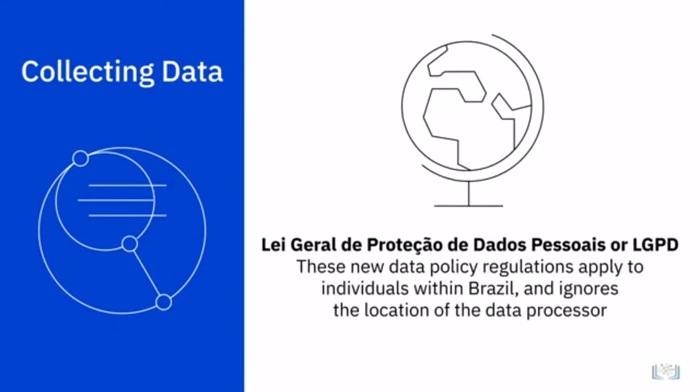A new law created in Brazil, called the LGPD, will take effect in August 2020. These new data policy regulations apply to individuals within Brazil and ignore the location of the data processor.